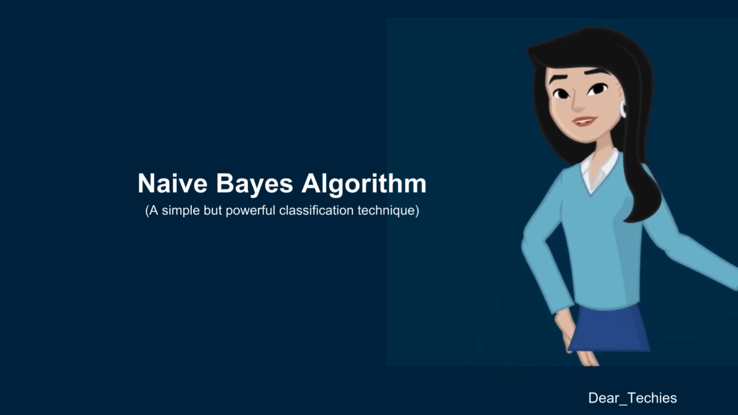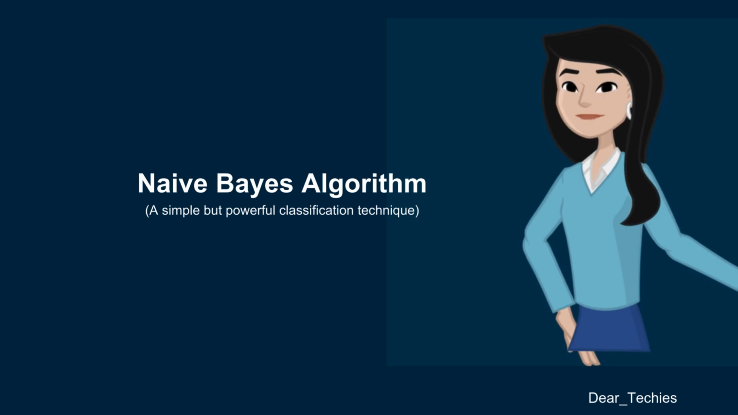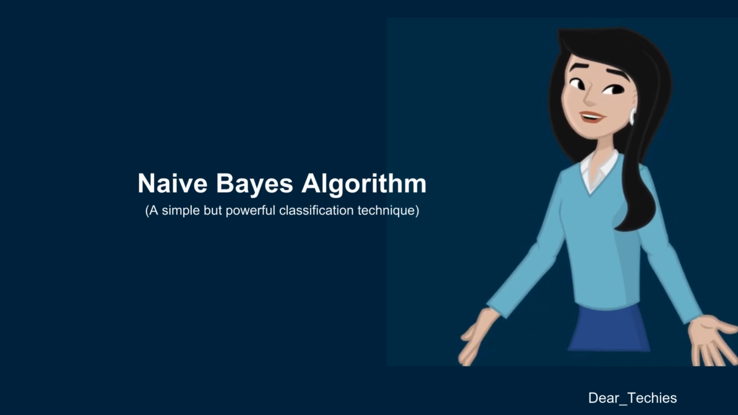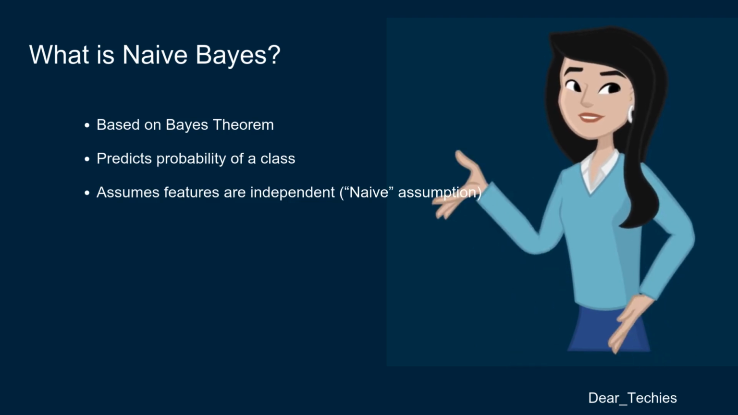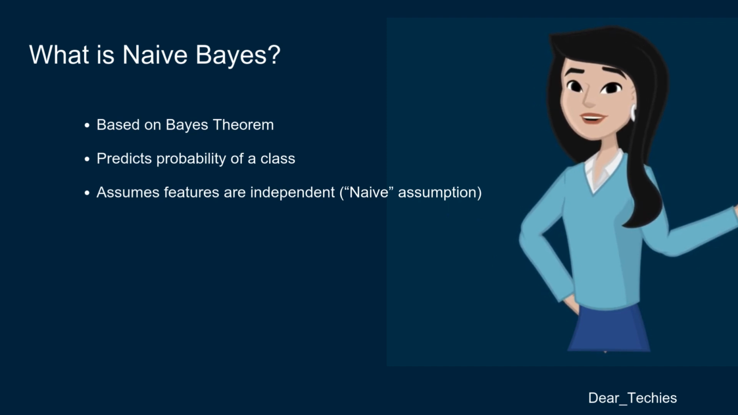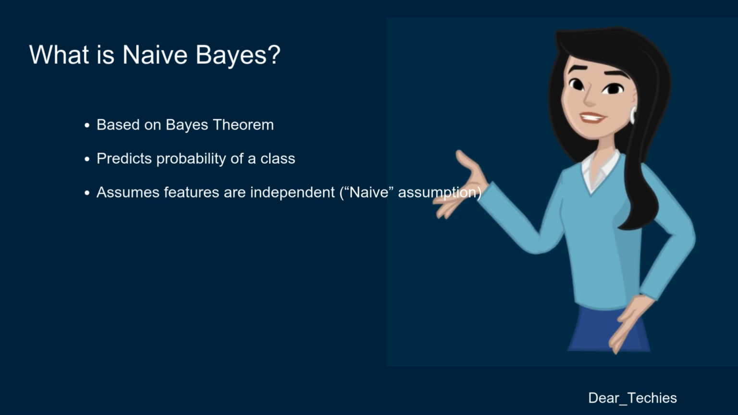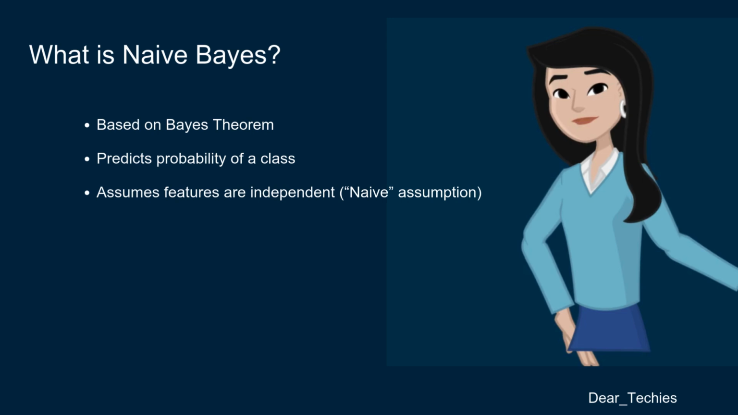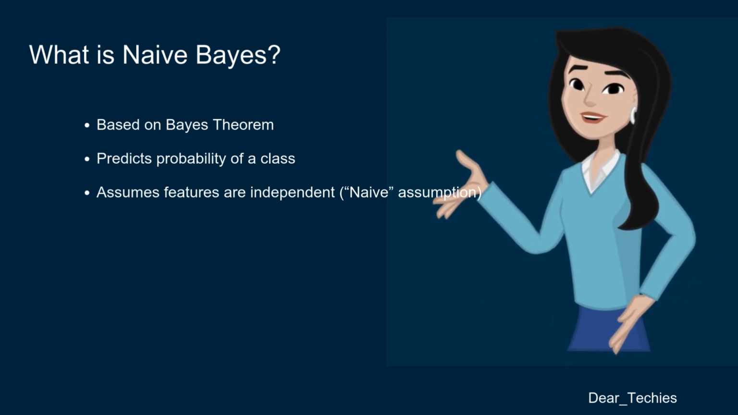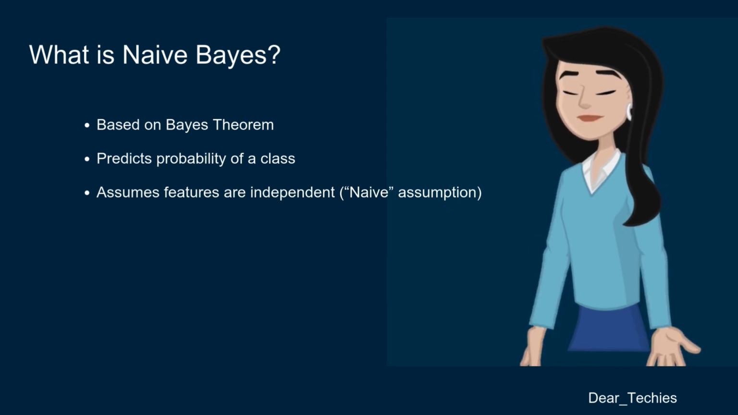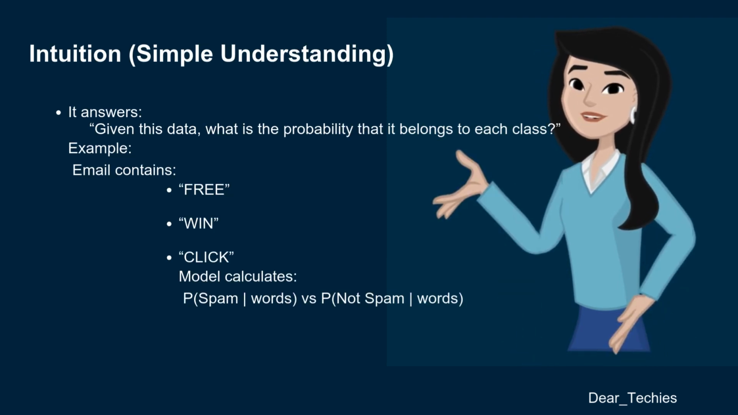Even though it looks simple, it is used in many real applications like spam detection, sentiment analysis, and document classification. Naive Bayes is based on the Bayes theorem. Instead of directly predicting the category, it predicts the probability of each category and chooses the one with the highest probability. It is called naive because it assumes all features are independent from each other, which is not always true, but still works well. Naive Bayes works like this.